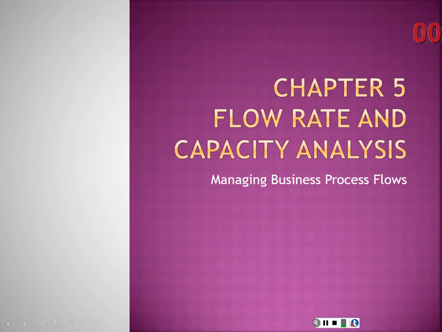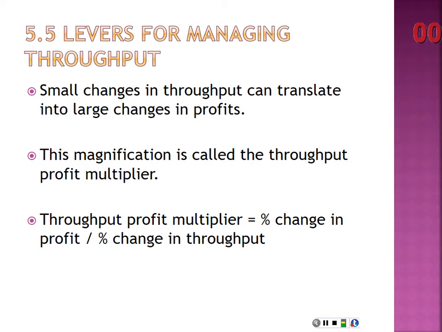All right, so the last part of Chapter 5, again, we're talking about flow rate and capacity analysis, and we're going to get to, at the end of the chapter, the meat of the things that you need to be thinking about as you're looking at your project. Okay, so the first thing that we're going to talk about is this throughput profit multiplier.